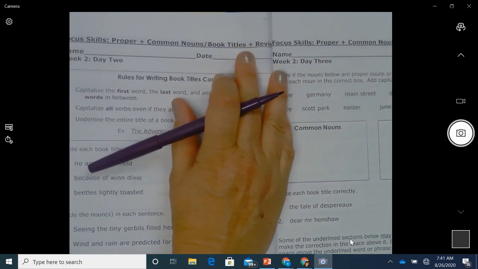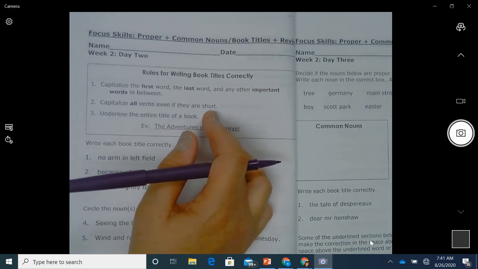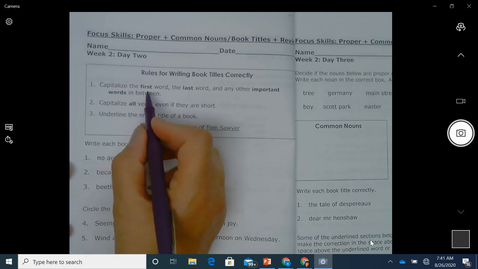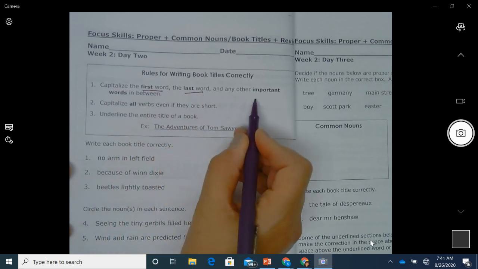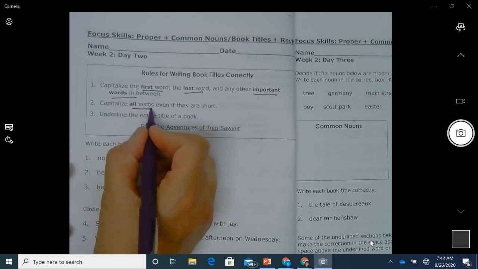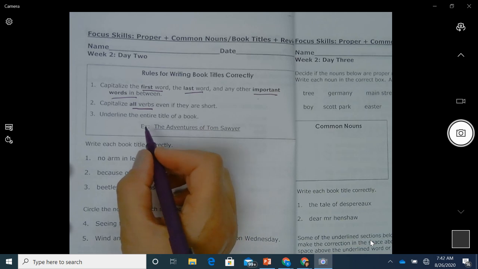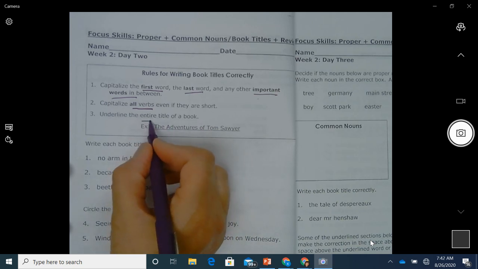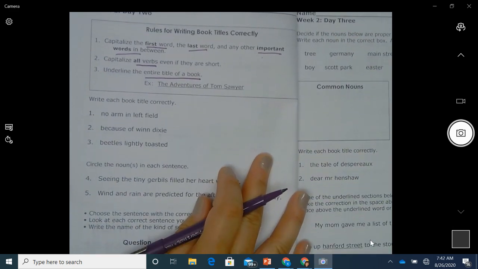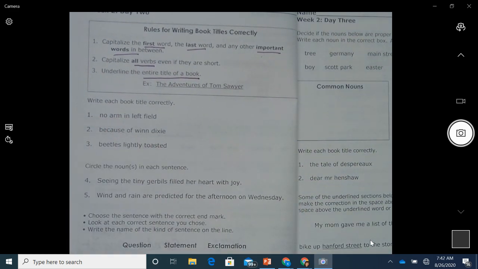And it says some rules for writing book titles correctly. Whenever you do a book, you use these rules in your writing. You capitalize the first word, the last word, and any other important words in between. Capitalize all verbs, even if they're short, like ran, walk. Underline the entire title of the book. You're going to use that underline when you are using it in your writing. So now it says write each book title correctly.